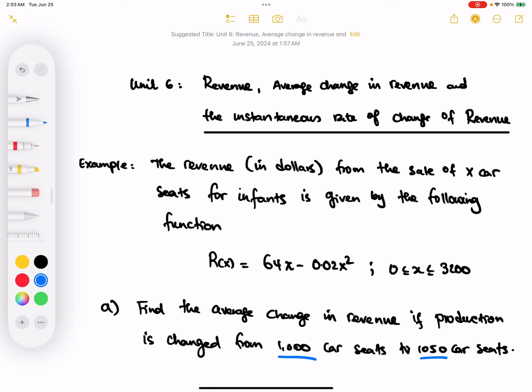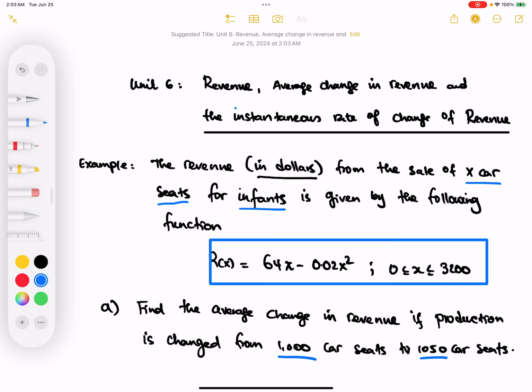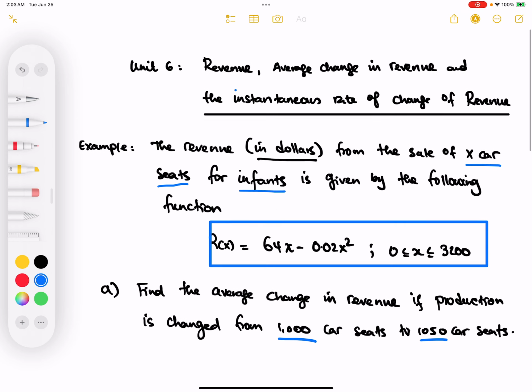All right, let us see another example of application which is related to revenue, average change in revenue, and instantaneous rate of change of revenue. So let us see using example. The example is the revenue in dollars from the sale of x car seats for infants is given by the following. So the revenue function is given by this one, where the model works for x between 0 and 3,200. So this is the revenue function.